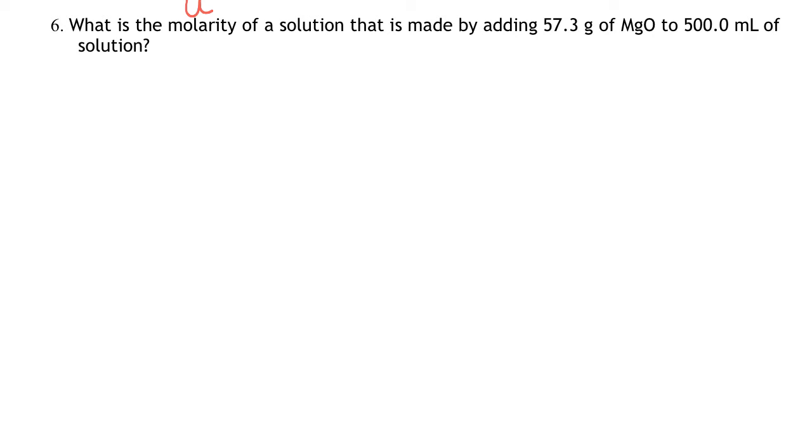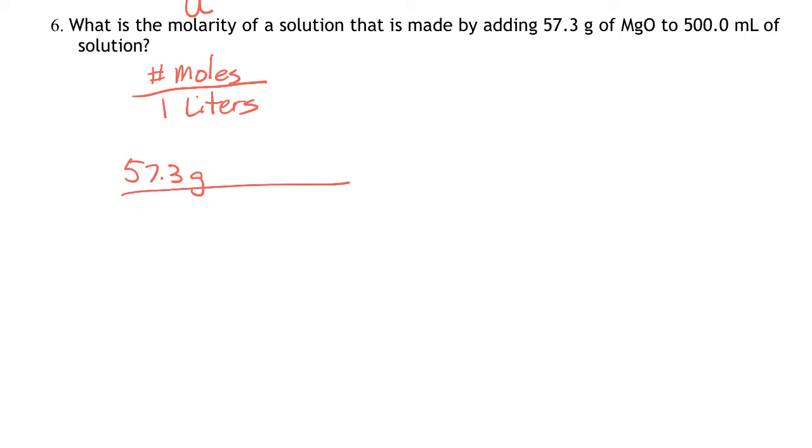So remember, the formula for molarity is the number of moles divided by 1 liter. So divided by the liters. So let's start to figure out how many moles we have. We have 57.3 grams of MgO. So if I've got G for grams, G stands for grab your periodic table. I'm going to have grams down here, and I'm going to have mole up there. Of course, it's going to be 1 mole, and I got to calculate the molar mass.